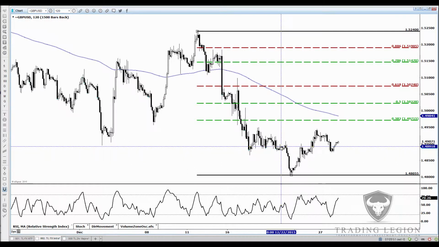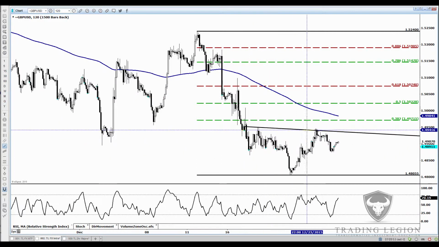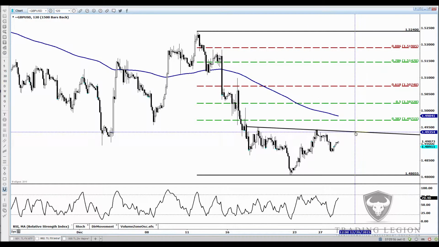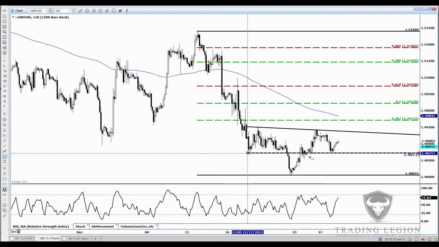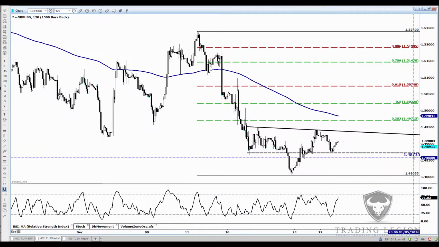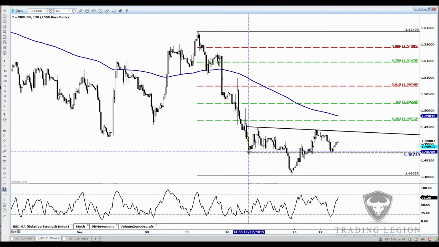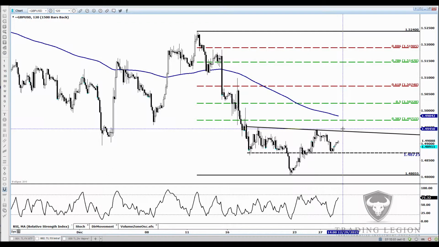So if we just mark up the neckline of the pattern, you can see it's somewhere around 1.4938. Okay, and I like the fact that we've got symmetry between the two shoulders, the left shoulder and the right shoulder. So for now this pattern is fully in play, and I'm waiting to see what's going to happen. 1.4872 is literally the symmetry between the left and the right shoulder. So if we get a break above here, and a consecutive close on a 2-hour basis above 1.4944, then this pattern has been validated and we should be projecting upside targets.